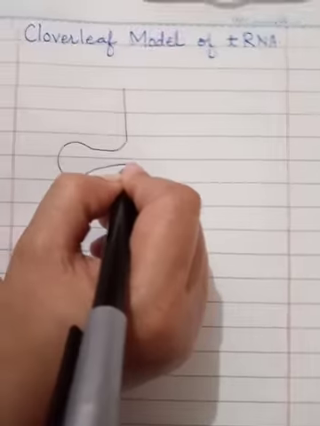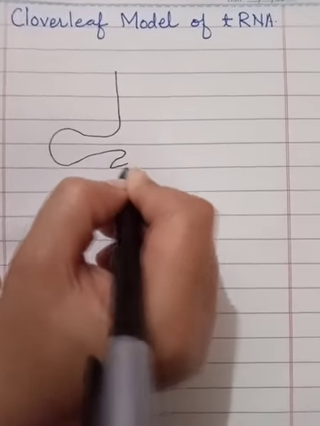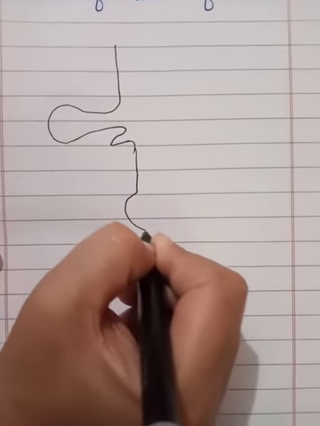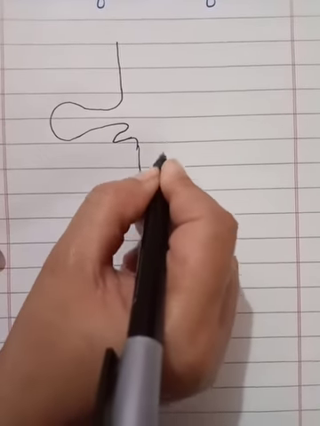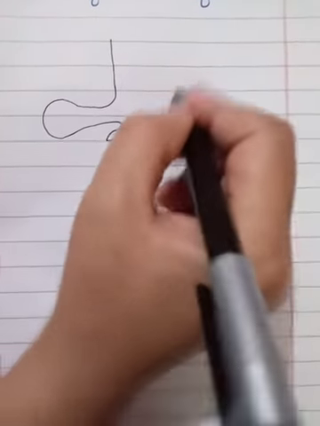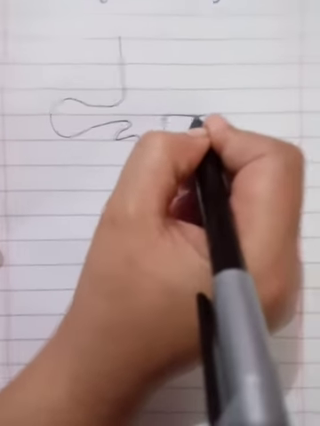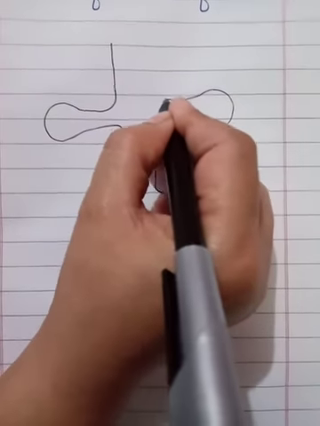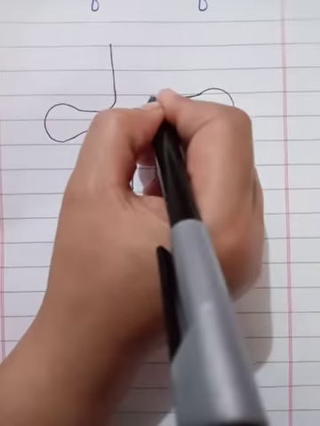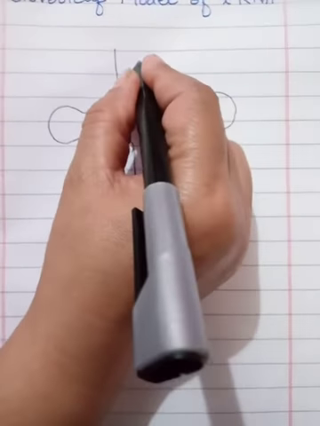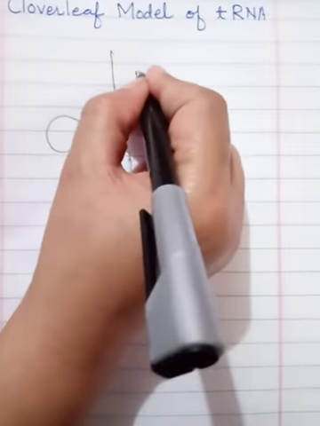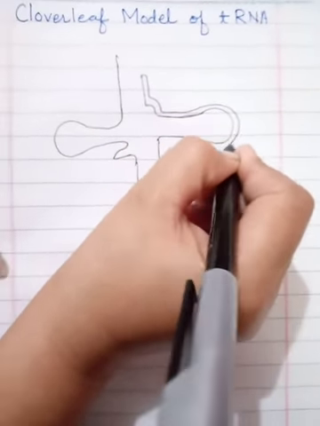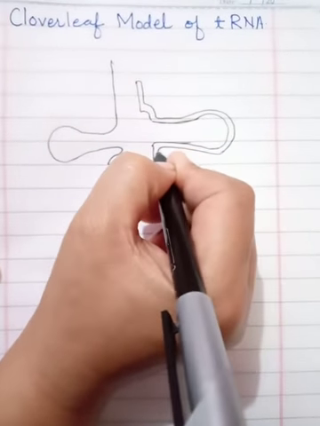This is the first lobe, then this is the second lobe, and this is the third lobe. Now I will draw the outline of it.